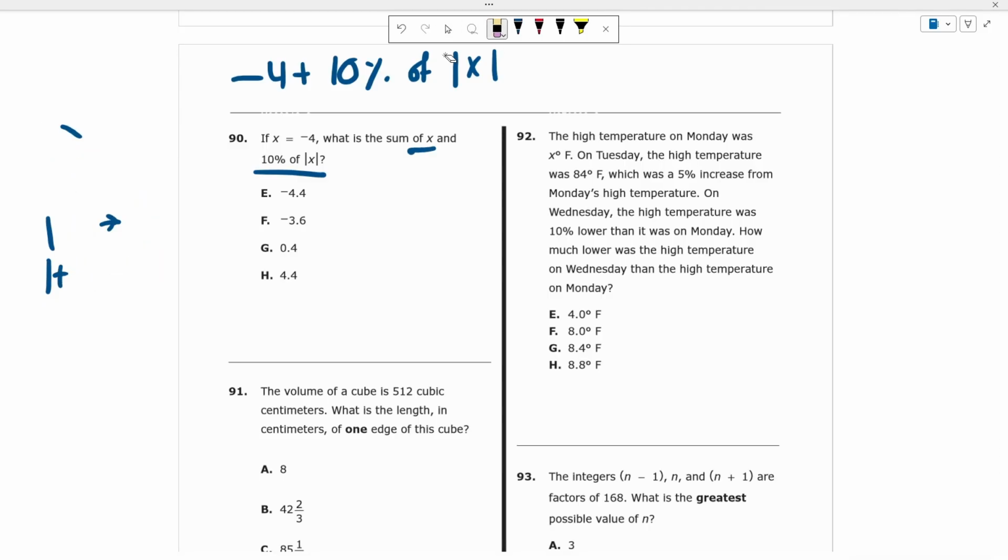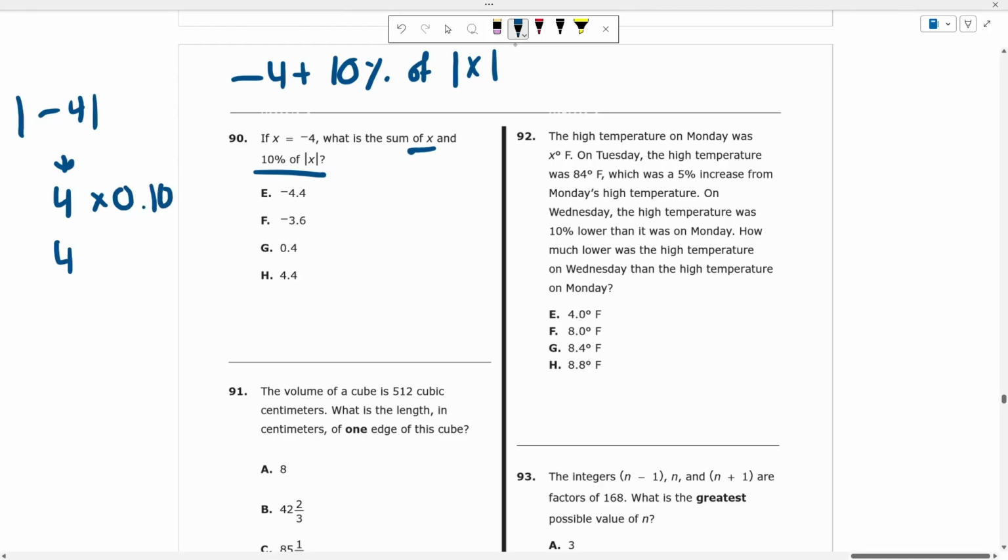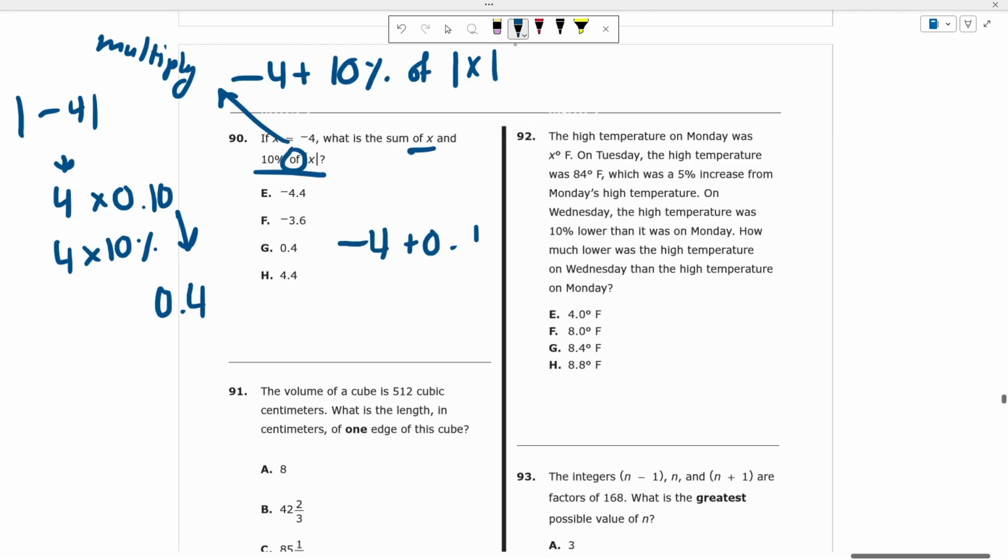So it's asking you, what is negative 4 plus 10% of the absolute value of negative 4? So the absolute value of negative 4 is equal to 4, and 10% of 4 is the same thing as saying 4 times 0.10, or 4 times 10%. Remember that in math, of always means multiply, right? So we have 10% of 4, which is 4 times 0.10, which is 0.4, okay? So what is the value of negative 4 plus 0.4? It's going to be F, negative 3.6.